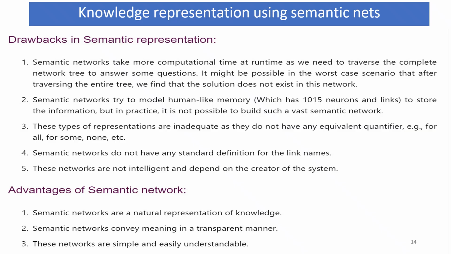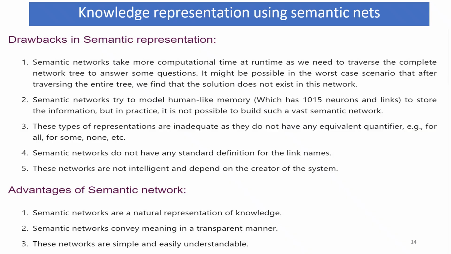Moving to the drawbacks or disadvantages of semantic networks. It takes more computational time. To answer a query, the system may need to traverse many nodes and links. In a large network, searching can become very slow. To find that Jerry is an animal, the system checks Jerry to cat, cat to mammal, mammal to animal.